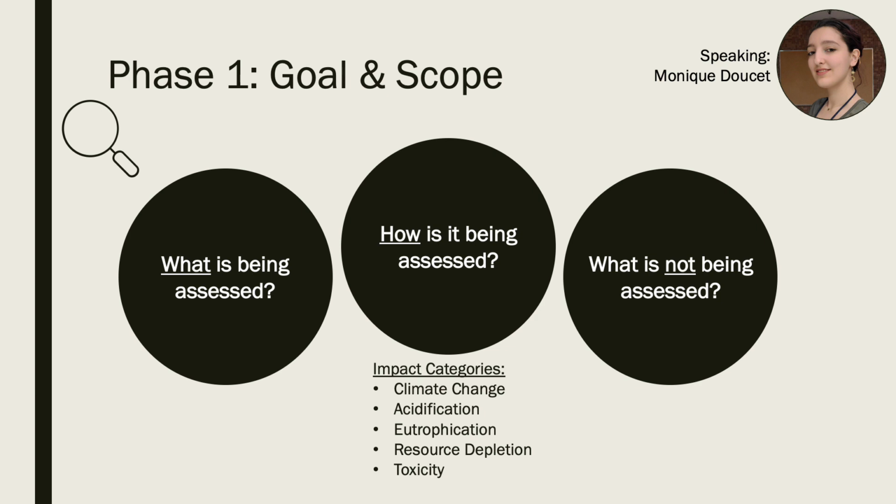We use different impact categories to help define this, categories such as climate change, acidification of soils and water, eutrophication of fresh water, marine and/or terrestrial ecosystems, depletion of different resource categories, and toxicity, among others.